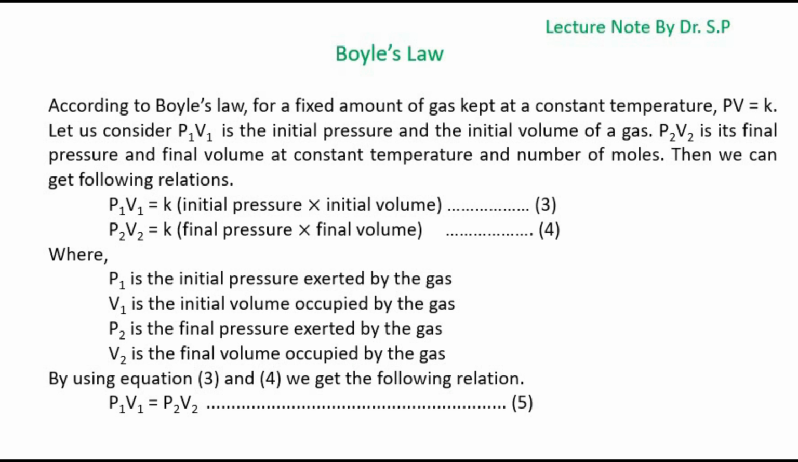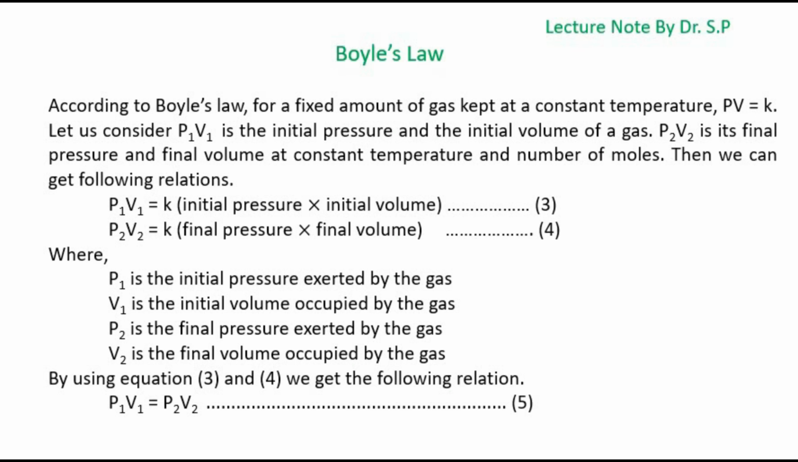Here in the equation, P1 is the initial pressure exerted by the gas. V1 is the initial volume occupied by the gas. P2 is the final pressure exerted by the gas. V2 is the final volume occupied by the gas.